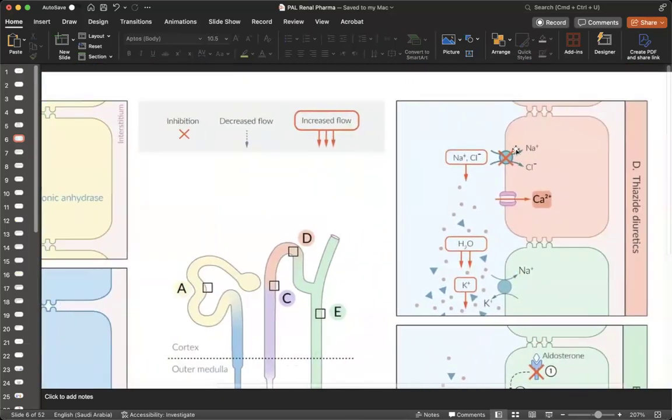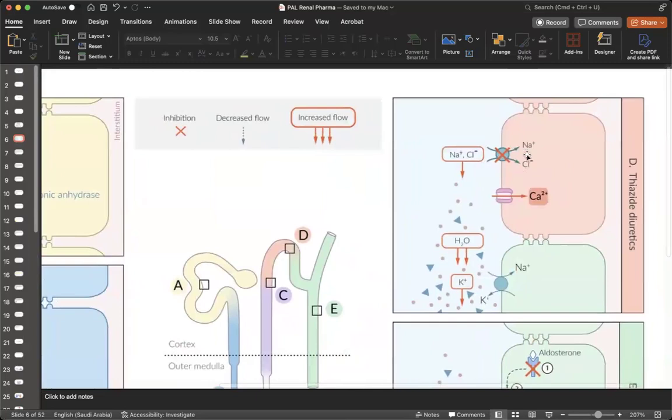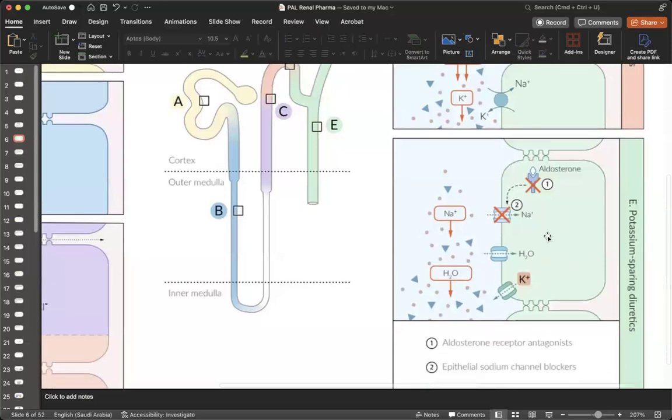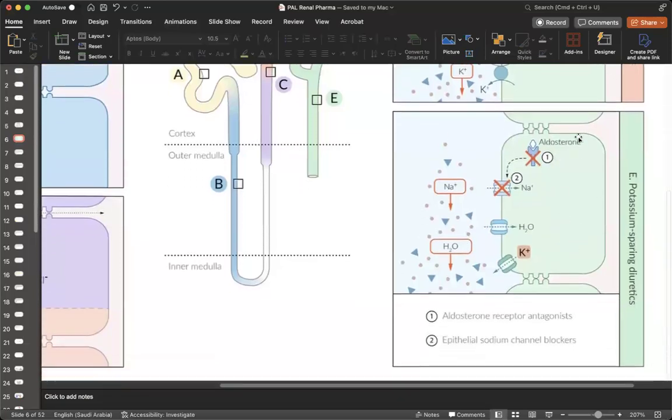And here on top we have the thiazide diuretics. It inhibits the sodium chloride and at the same time reabsorbs calcium, so it can lead to hypercalcemia, but don't forget it also leads to hypokalemia. And then we just talked about the potassium-sparing diuretics. You either inhibit aldosterone altogether, or you inhibit the sodium channels that aldosterone activates: aldosterone receptor antagonists and epithelial sodium channel blockers.